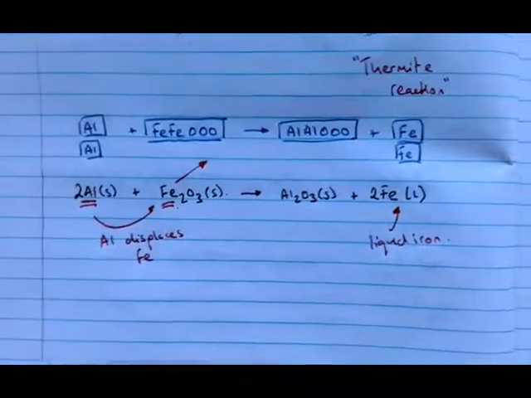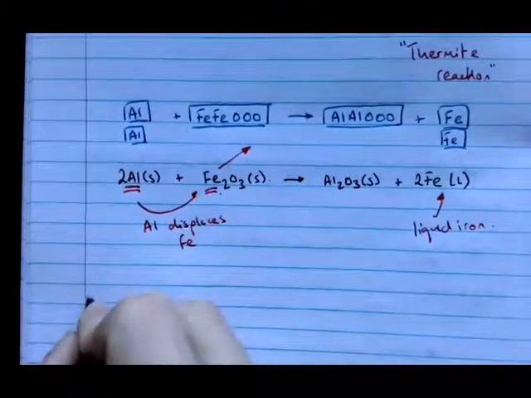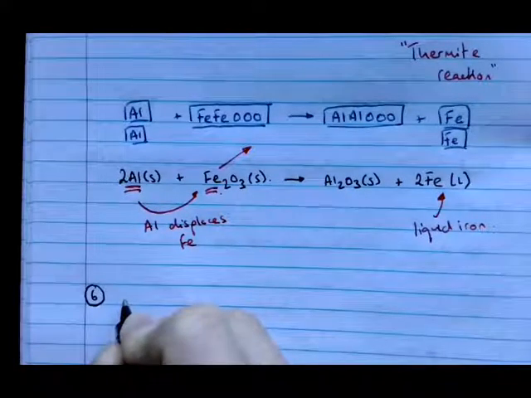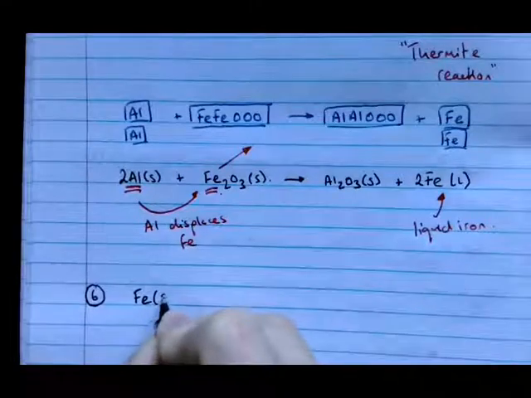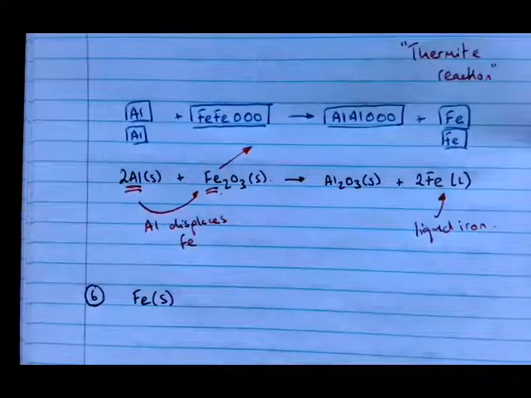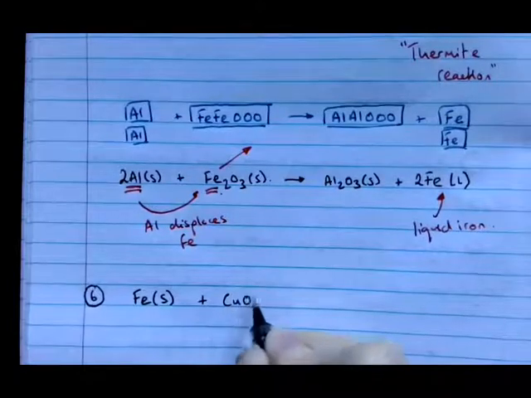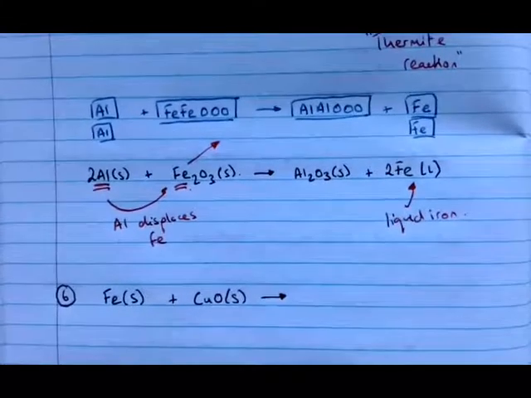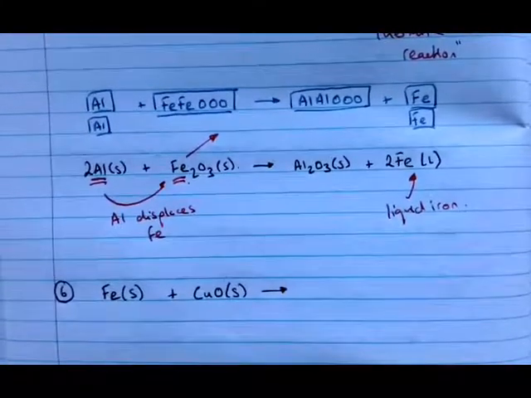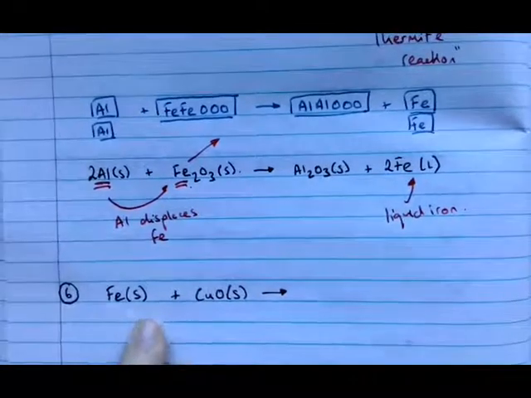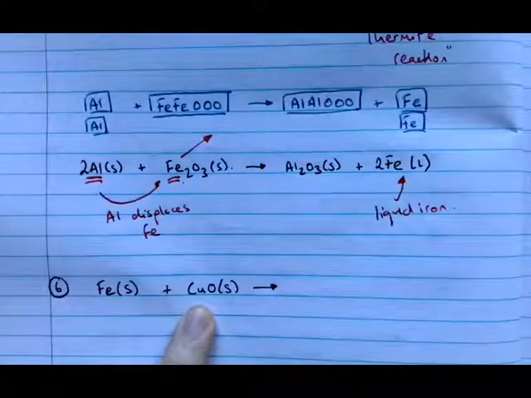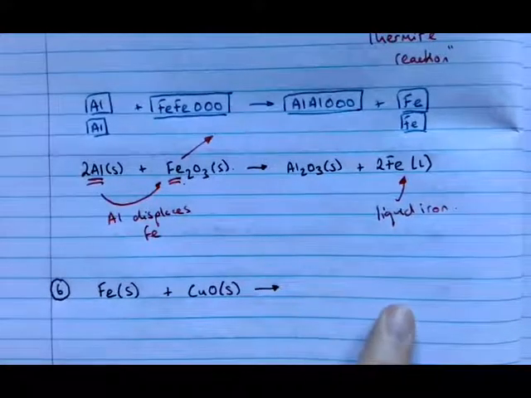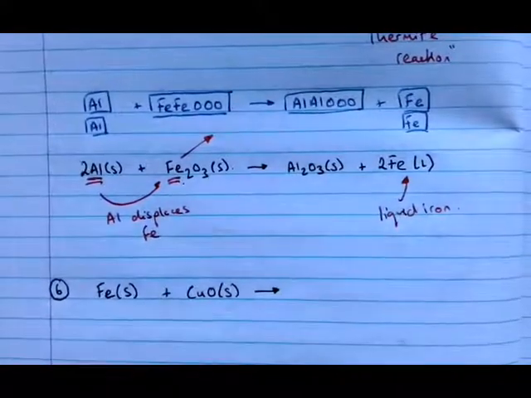So if we do one more example, so this is equation number 6 for today. Let's do iron plus copper oxide. Okay, and I want you to decide, is it going to displace it? So will iron displace copper? Okay. If it does, write out the products and balance the equation.